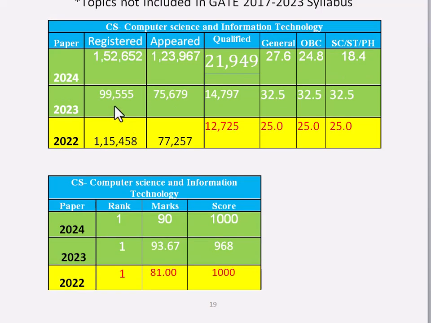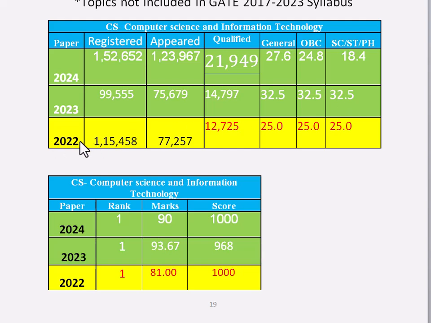And in 2023 the number of candidates registered were 99,555 and the number of candidates appeared were 75,679 and the number of candidates qualified is 14,797, and the cutoff mark or the qualifying mark for general category is 32.5 marks and for OBC 32.5. Similarly for SC, ST, PH it is 32.5.